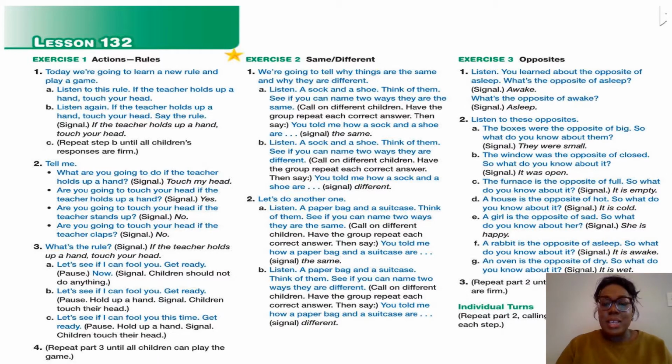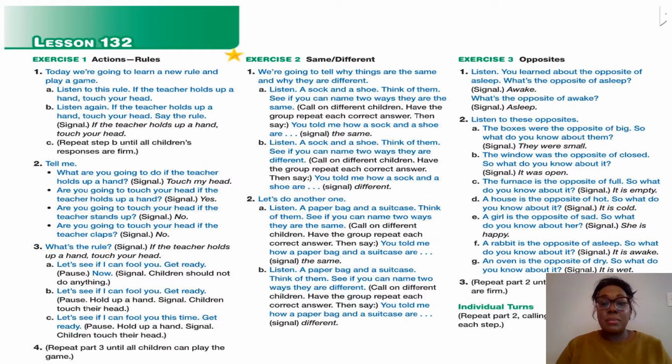Listen, a sock and a shoe. Think of them. See if you can name 2 ways that they are the same. You told me how a sock and a shoe are. Get ready. Yes, the same. A sock and a shoe.